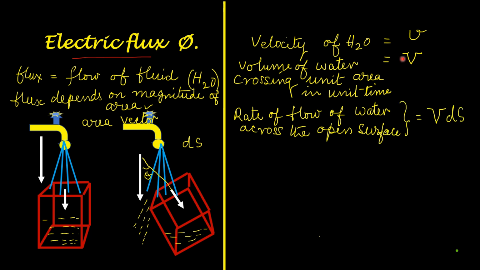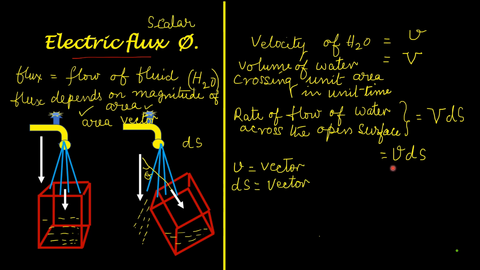Okay. Volume of water flowing is proportional to velocity. So instead of volume, we can use velocity. Velocity into ds. But velocity is a vector and ds also has area vector. So flux is really the product of two vectors. But flux is a scalar quantity. So we have to see the dot product of these two vectors. That is v dot ds equal to v ds cos theta. For the first diagram, the two vectors are parallel. Therefore, theta is equal to 0.